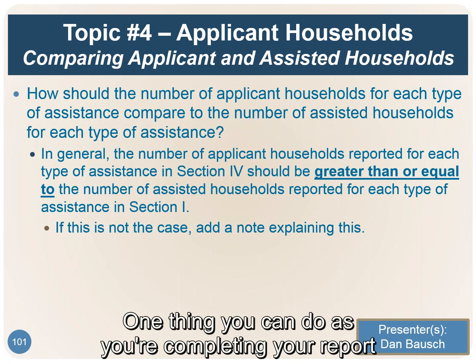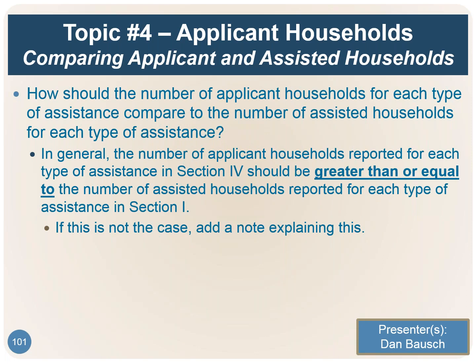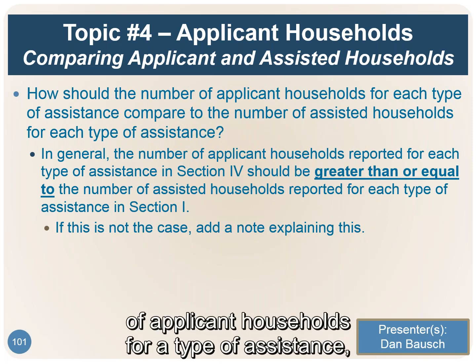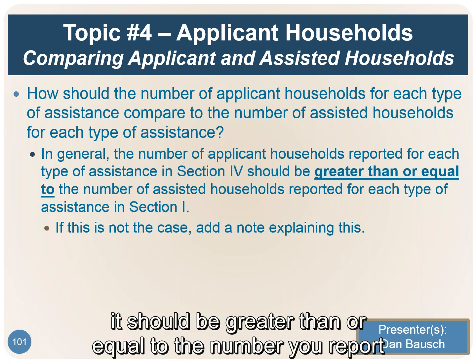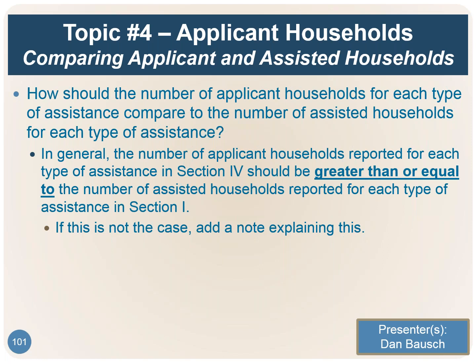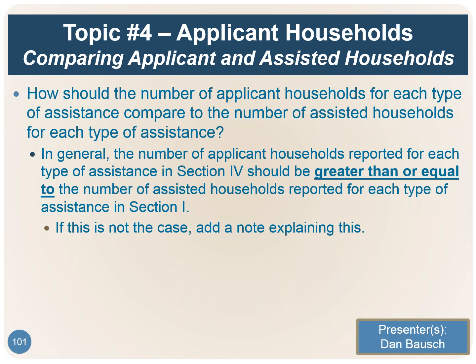So one thing you can do as you're completing your report is to compare the numbers in different sections. So in general, when you look at the number of applicant households for a type of assistance, it should be greater than or equal to the number you report as being assisted with that type of assistance. And if there's a circumstance in which that's not the case, you can add a note to explain that.